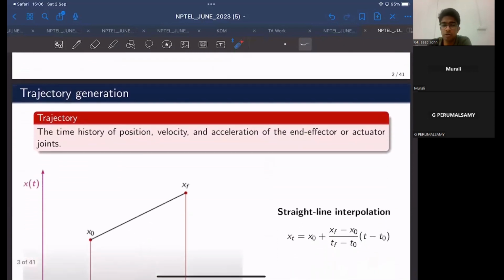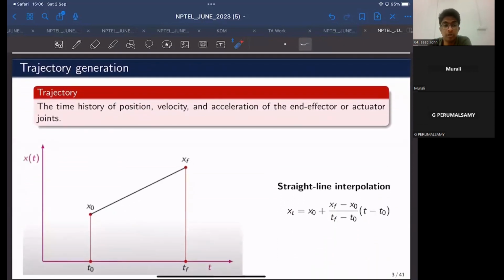So we have also seen numerous methods to generate a trajectory for a variable from a start position to an end position, if you can recall the courses, right? So here, one more definition is there. The trajectory is defined as the time history of position, velocity, and acceleration of the end effector or actuator joints.